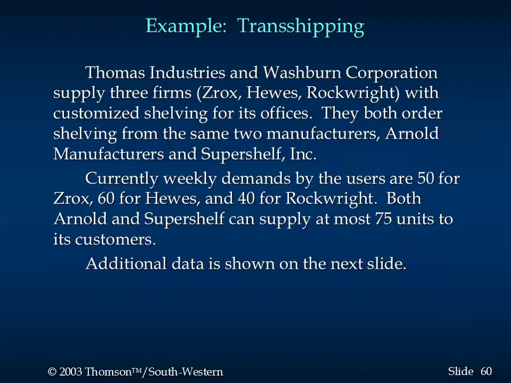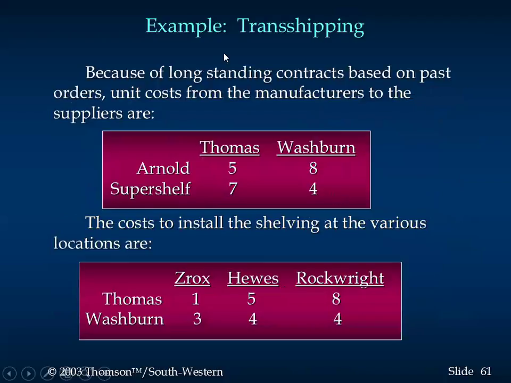Okay, so additional data is as follows. Costs from Arnold and Supershelf to Thomas and Washburn are 5, 8, 7, 4, and then from Thomas and Washburn to Xerox, Hughes, and Rockright are 1, 5, 8, 3, 4, 4.